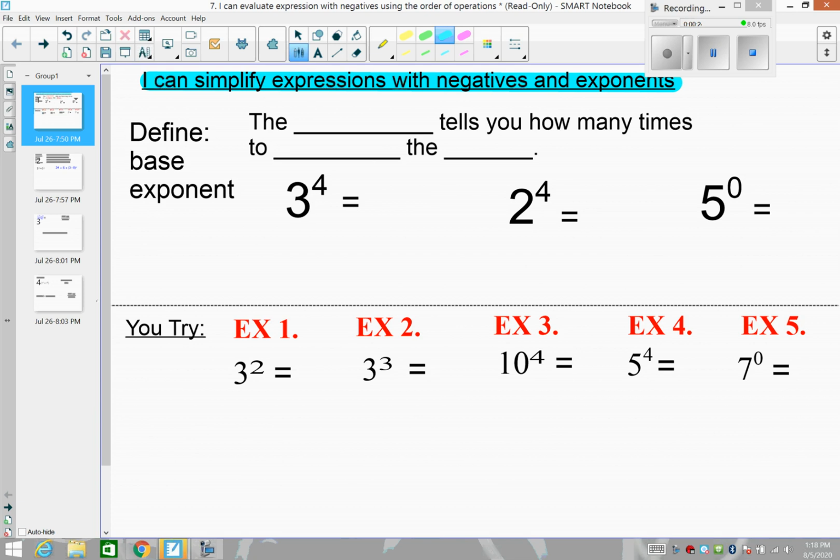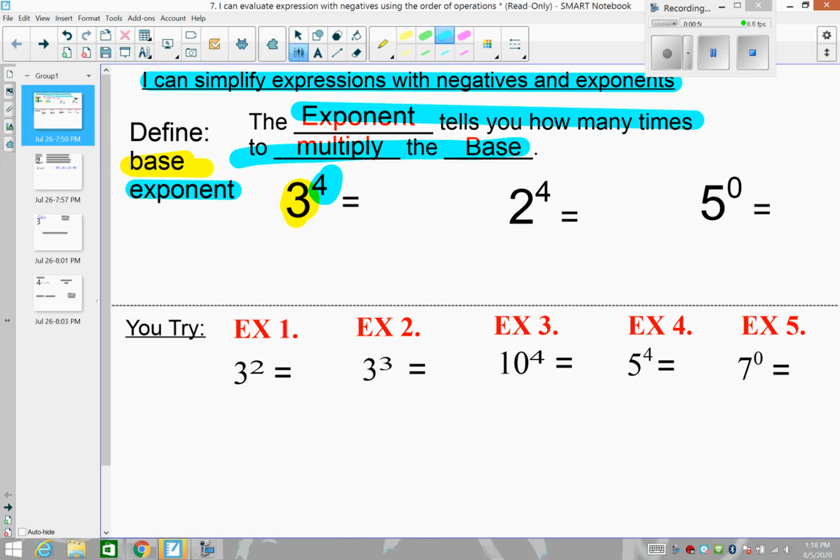So you've heard of powers before. Basically an exponent is a power. You've heard something like 3 to the second power. So that's kind of what we're going to work on today. So the exponent tells you how many times to multiply the base. So if we talk definitions here, the base is 3, the exponent is 4. And again, the exponent tells you how many times to multiply the base.